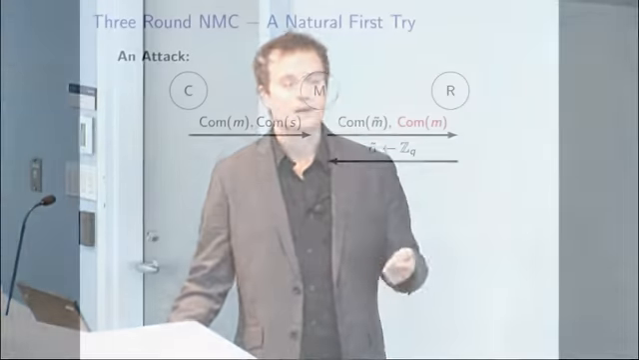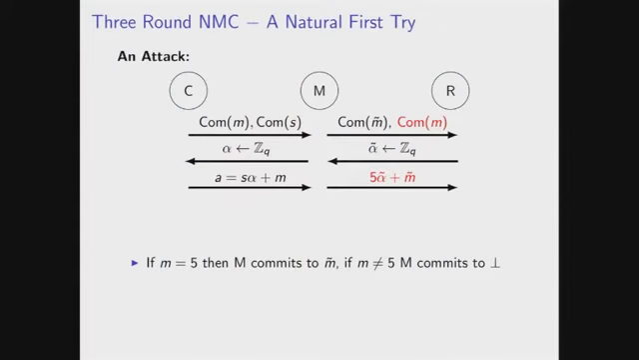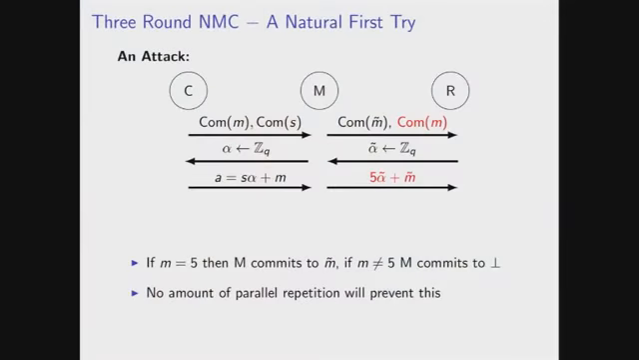Then he's asked a query on the right, and he just ignores the left. He answers with 5 times alpha tilde plus M tilde. So what has he done? He's basically just guessed that M equals 5. If M equals 5, he's produced a valid commitment to M tilde. If M does not equal 5, then he's aborted. This attack is pretty explicit, and it's not something you want, especially if the message space is small. It would be really bad, and no amount of parallel repetition is ever going to prevent this attack. Sorry, wait, so it completely ignores the message? Yeah.